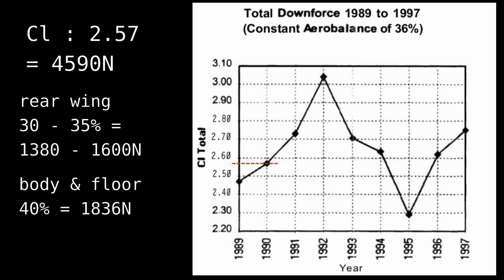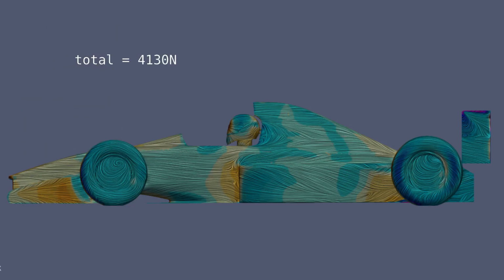The maximum total downforce I was able to achieve, given the dimensions, was negative 4,130 newtons, and all the difference was from the wings, as I got negative 1,875 newtons for the body and floor, and the majority of this was from the rear wing, because triple element wings are hard.